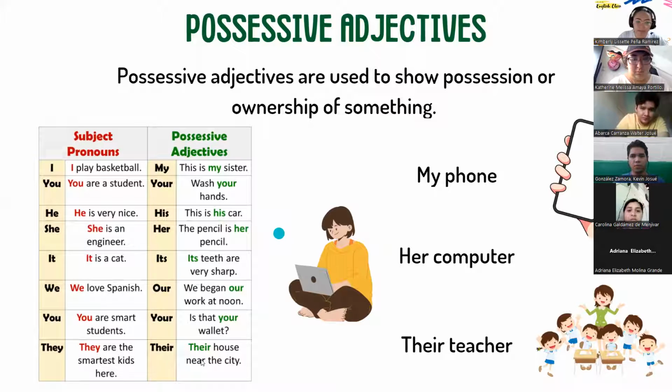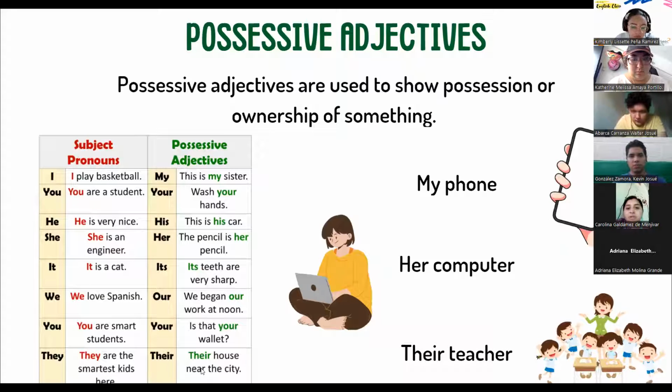Possessive adjectives are used to show possession or ownership of something. Subject pronouns: I play basketball. You are a student. He is very nice. She is an engineer. It is a cat. We love Spanish. You are smart students. They are the smart kids here. Possessive adjectives.